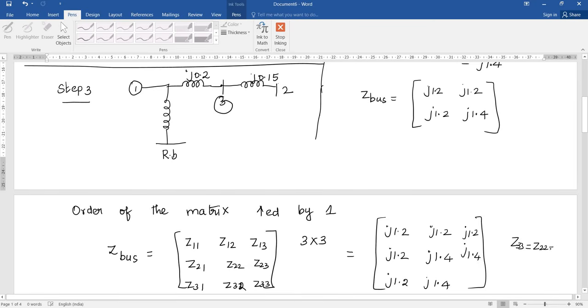Now how to find Z33? Z33 is Z22 plus ZB. So Z22 is j1.4 and ZB is j0.15. So the answer is j1.55. Okay, this is the step number 3.